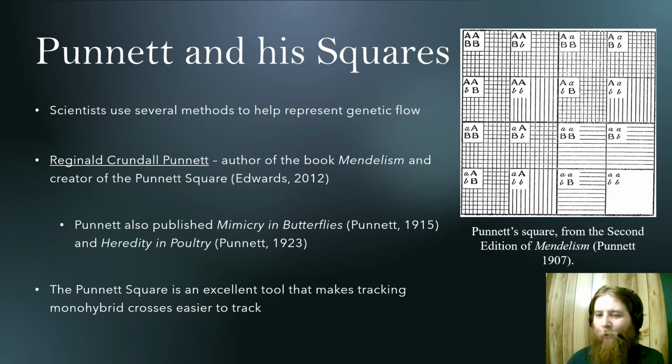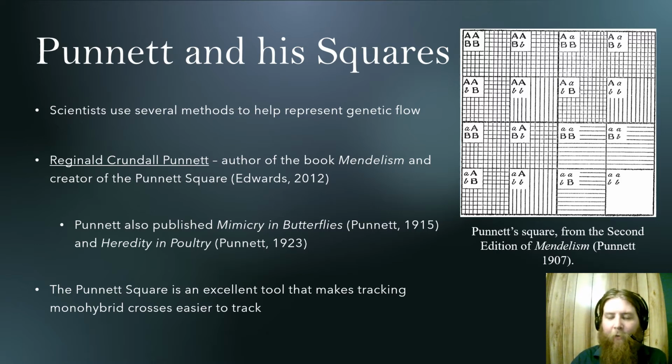So to graphically organize this data, Punnett created these squares. And we use these to help represent genetic flow from mother and father into offspring. So Reginald Crundall Punnett, he's the author of the book Mendelism, and he created the Punnett Square. Woolls is given credit for it. He also published some work, Mimicry in Butterflies and Heredity in Poultry. He was very interested in genetics and studied it throughout his life.